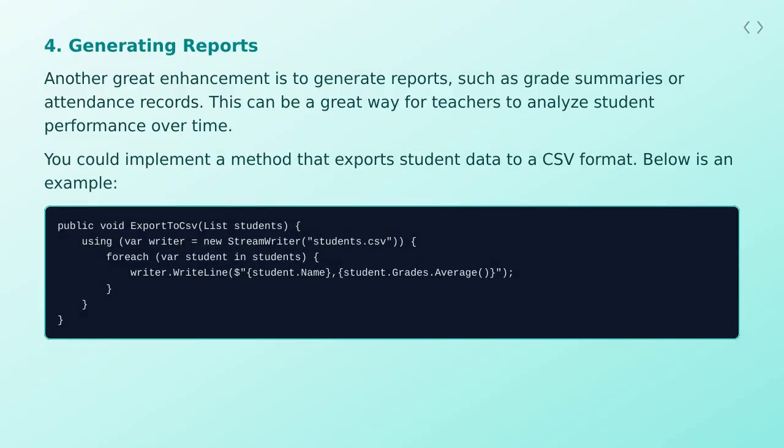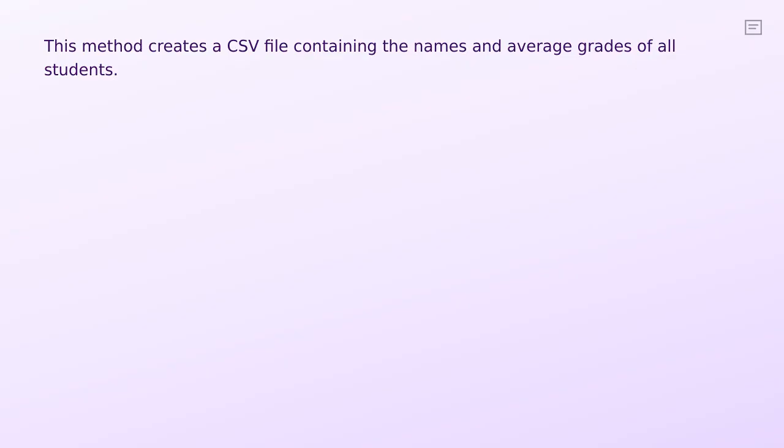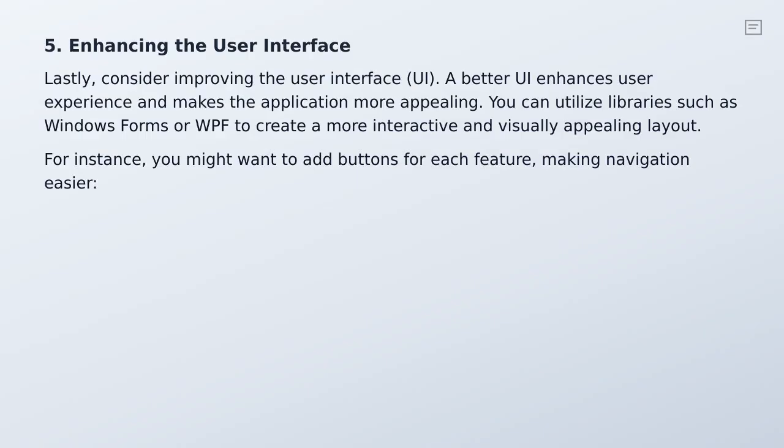Now we're on 4. Generating reports. Another great enhancement is to generate reports, such as grade summaries or attendance records. This can be a great way for teachers to analyze student performance over time. You could implement a method that exports student data to a CSV format. Below is an example. The samples on screen walk through this step. Take a moment to read through them. Here's the idea. This method creates a CSV file containing the names and average grades of all students. Take your time, the details are on the slide. Let's move on to 5.